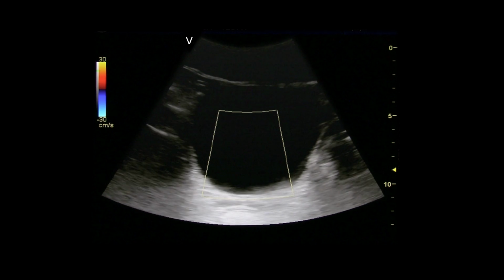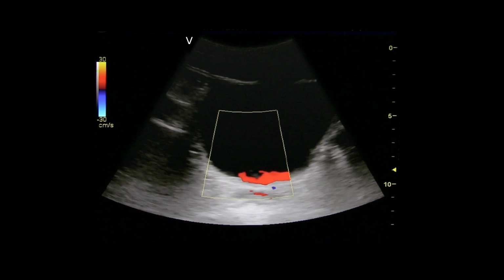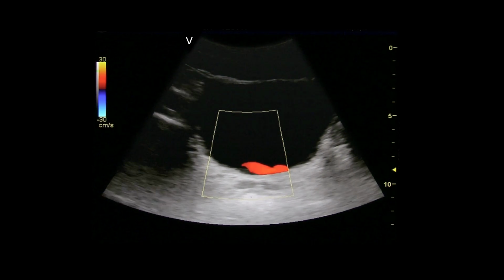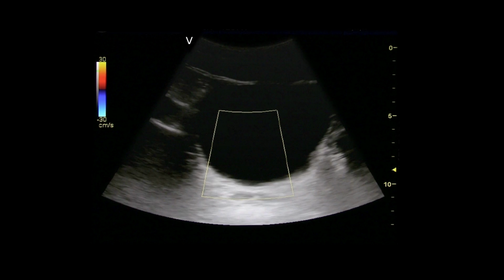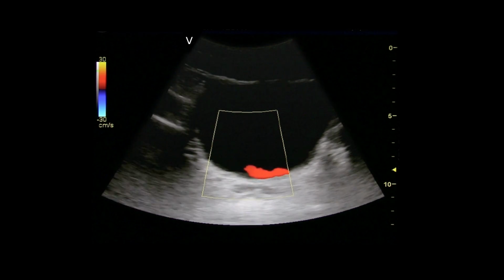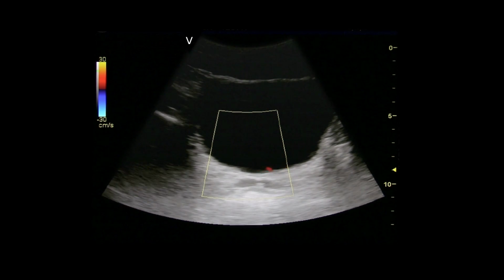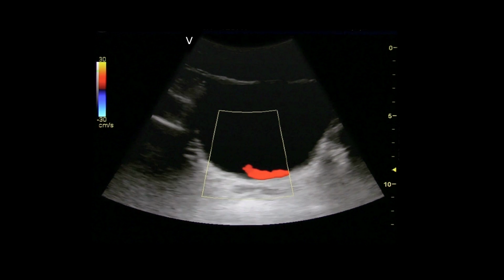Activate color Doppler mode or power Doppler mode and use the trackball to move the color box to the region of the ureterovesical junctions. While observing the bladder of a well-hydrated patient, you will be able to see ureteral jets of urine in the lumen of the bladder.